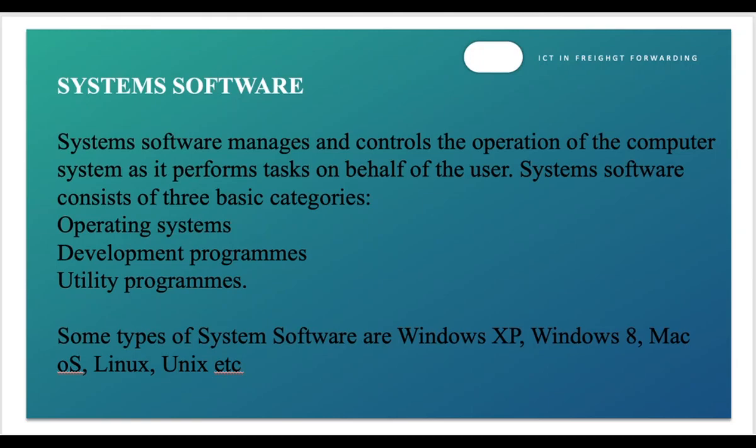Now, some types of system software are the Windows that we now use. Windows has been developed severally. We've gone from XP, we've gone to Windows 8, 9, 10, 11. I think we're around 13 or so right now. We have the Mac OS, which is used by the MacBook and the MacBook Air, the iPads. We have the Linux, and then we have the Unix. Now, these are all operating systems.